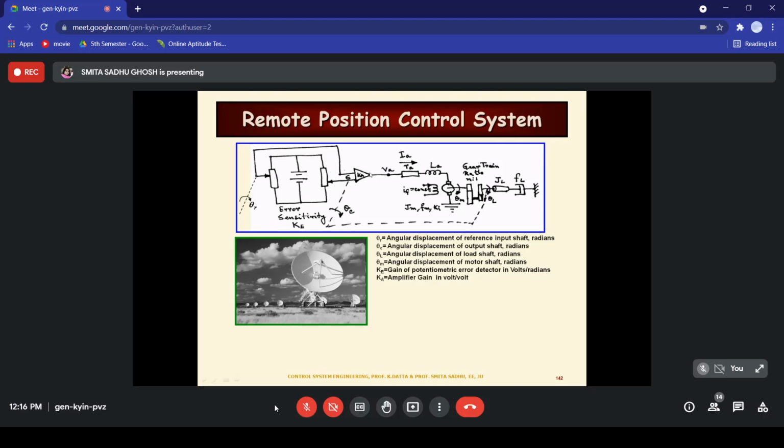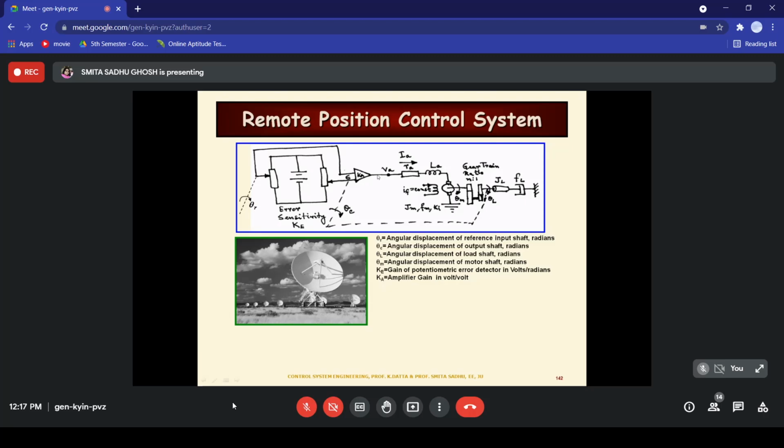Now, the amplifier, that is this unit over here. We can see that the output of the potentiometric error detector, denoted by epsilon, is being applied at the input of this amplifier, and the output of the amplifier is being connected to the motor unit over here. So KA is the gain of the amplifier.